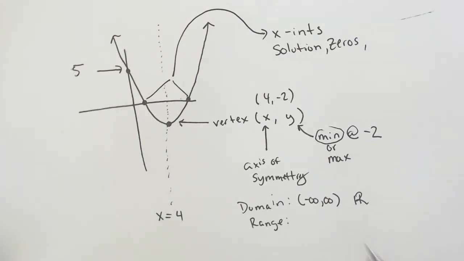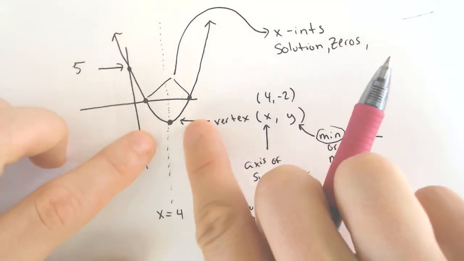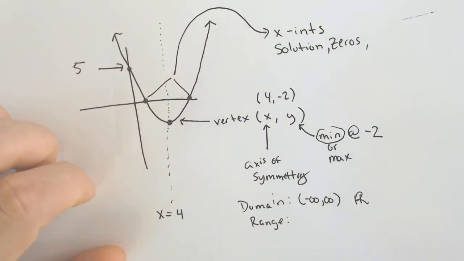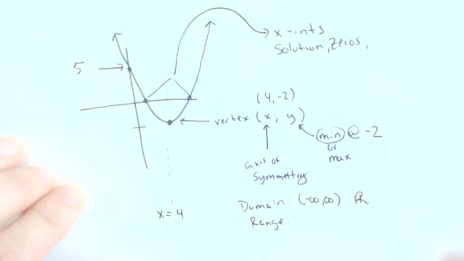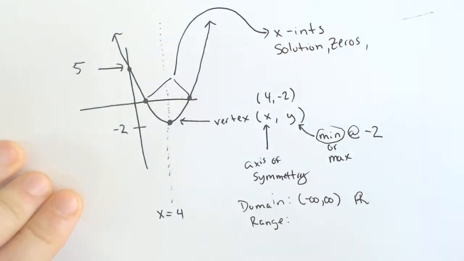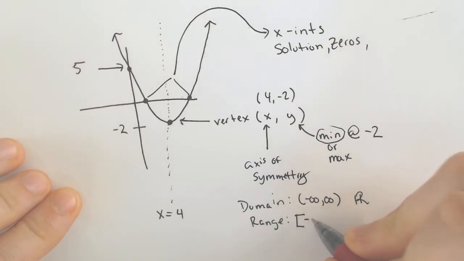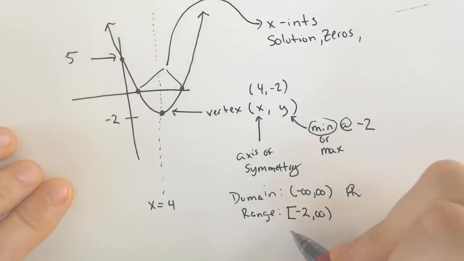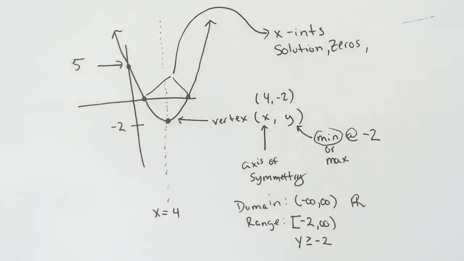The range is not all real numbers, and it's dependent on the vertex, which is potentially the most important part. The range is going up from the y value that I was eyeballing at negative 2. So you would say from negative 2 to positive infinity. You could also say y is greater than or equal to negative 2. Okay? So those are the key features.